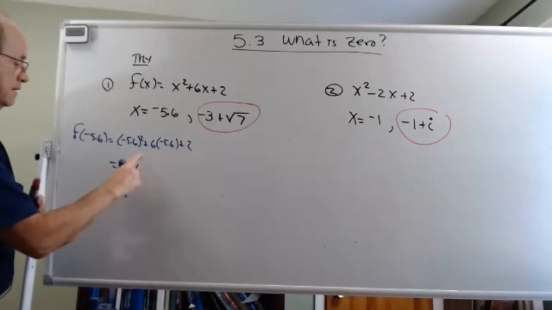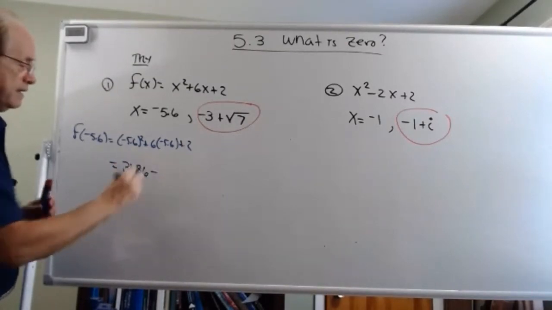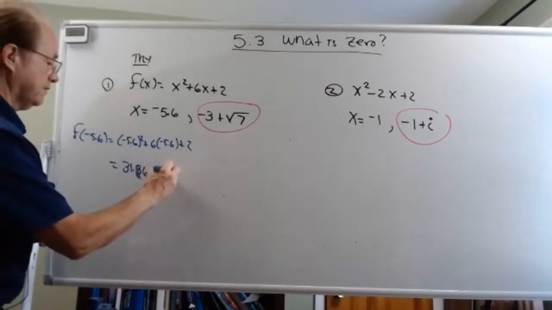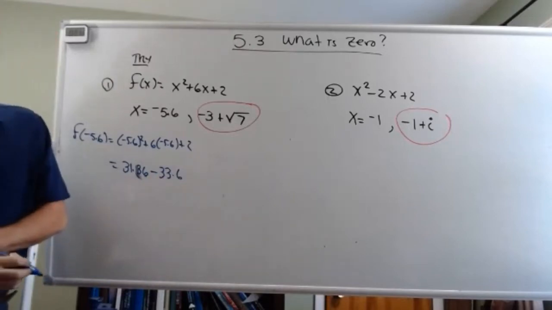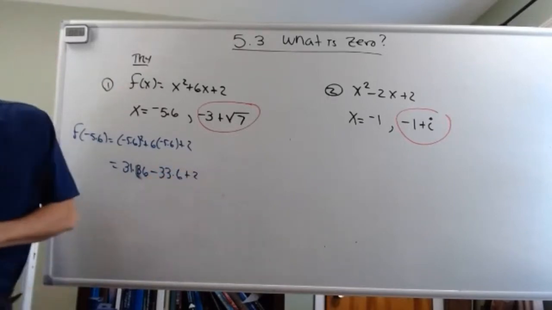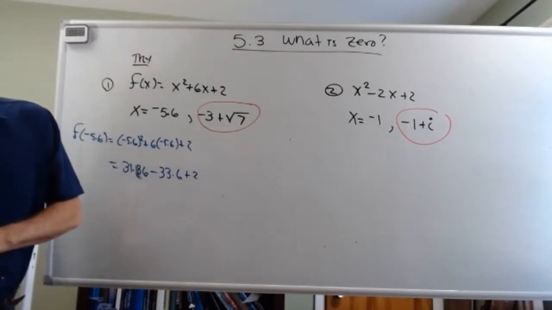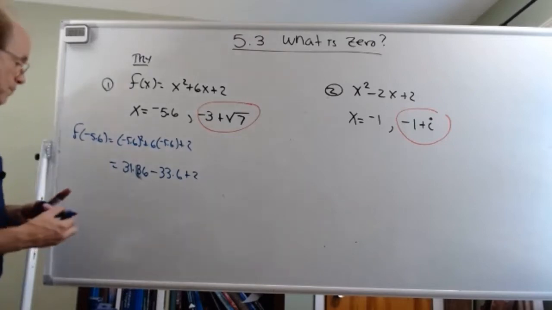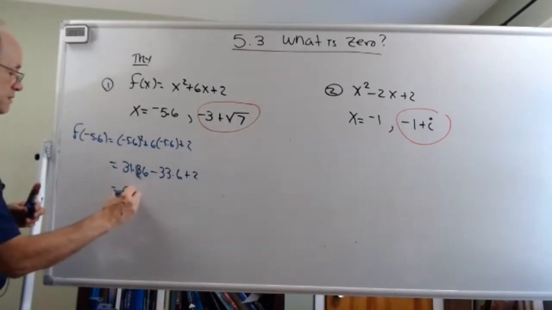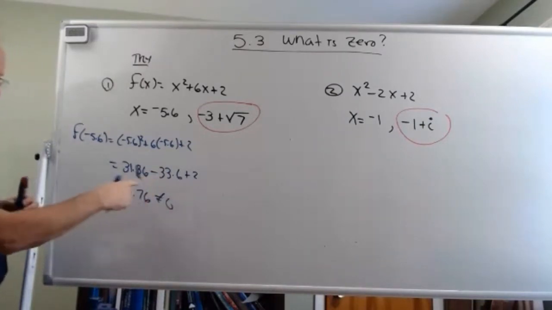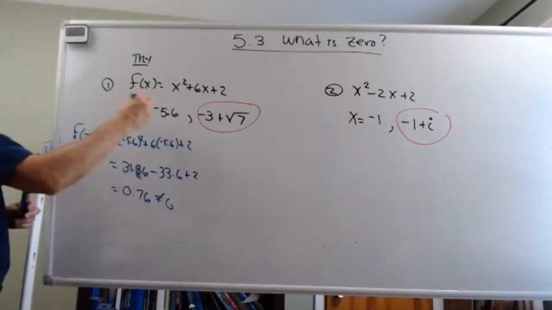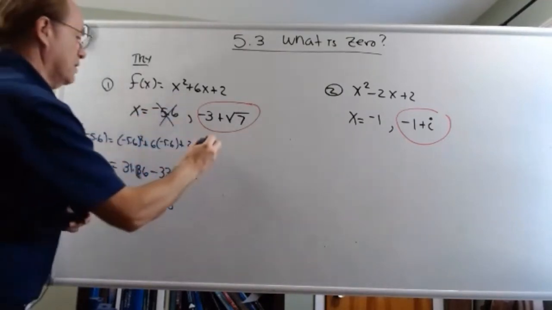31.36. And then minus, when I plug that in, I get 33.6. And then I add to that my plus 2. And I should get 0.76. Found a little typo in the book as I'm looking at 0.76, which is not 0. Hopefully everything works out so the number's okay. That does not work. Not a 0. So let's move on to the other one and see if we can do that one.